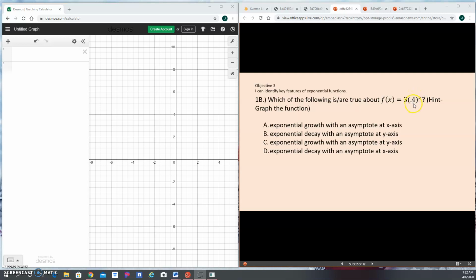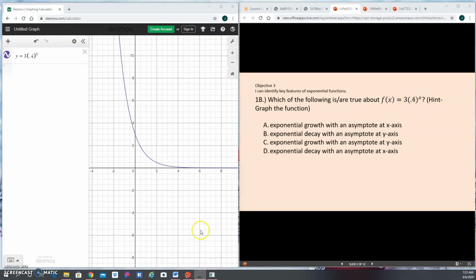This is a decay. The reason is because this is less than 1. So everything that says growth, letter A and letter C, are already wrong because it's exponential decay. This is not growth. And then once you graph your function, okay, so I graph my function, and it says that it's decay, so it's either B or D, but it says that the asymptote of this one is y-axis and this one is x-axis, and you can tell the asymptote is the x-axis. So the answer here is letter D.